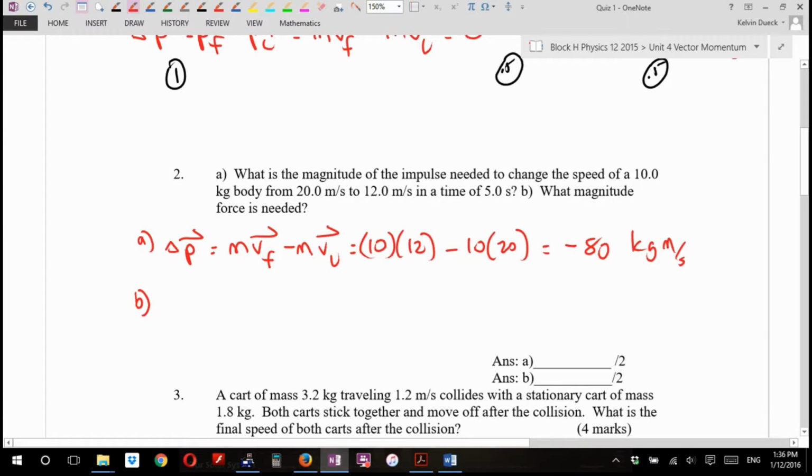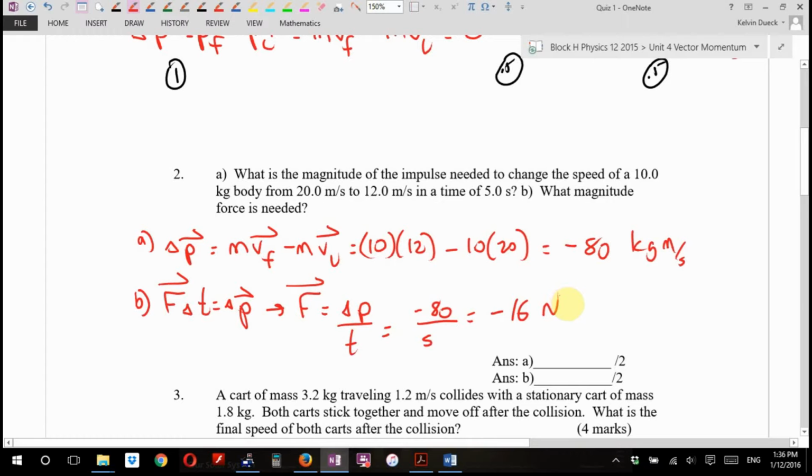B. What's the force? Well, another way to think about impulse is force times change in time. In other words, another way to think about force is the change in momentum divided by the time. Is negative 80 divided by 5 is negative 16 newtons, yes? Now again, because all I asked for was the magnitude, if you just said that, I'm fine with that. What the negative is telling you is the force is in the same direction as the change in momentum. Same as usual, 1 mark, half mark for both of those.